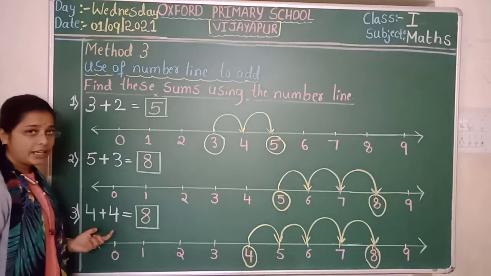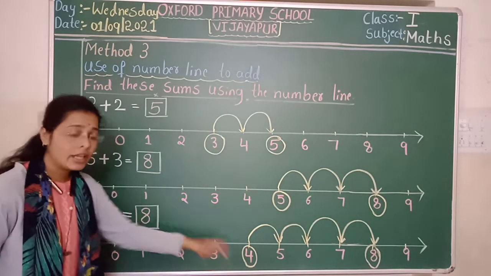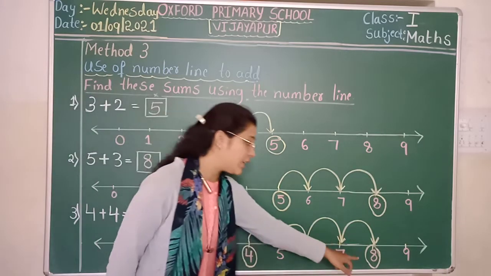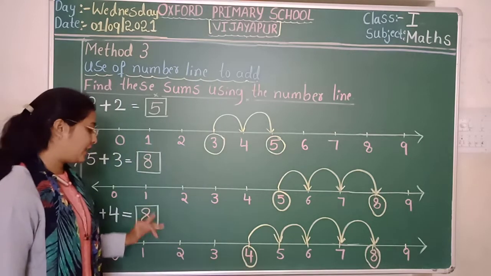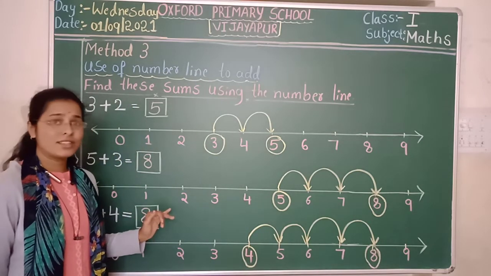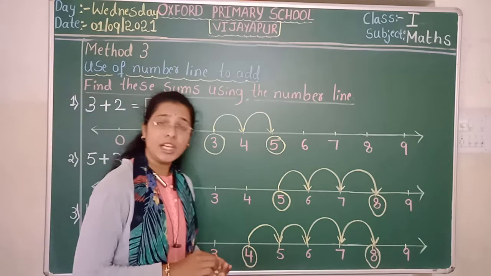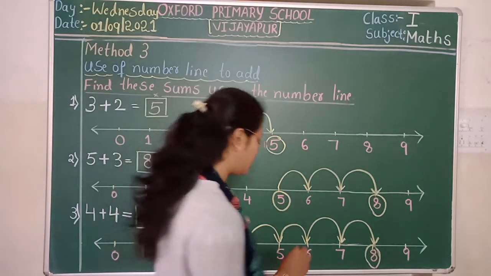By seeing the first addend, first we circled the number, and by seeing the second addend, we took jumps and we reached on the number line 8 here. 8 is our answer. These are 3 examples about the number line addition. By using the number line, we learned.